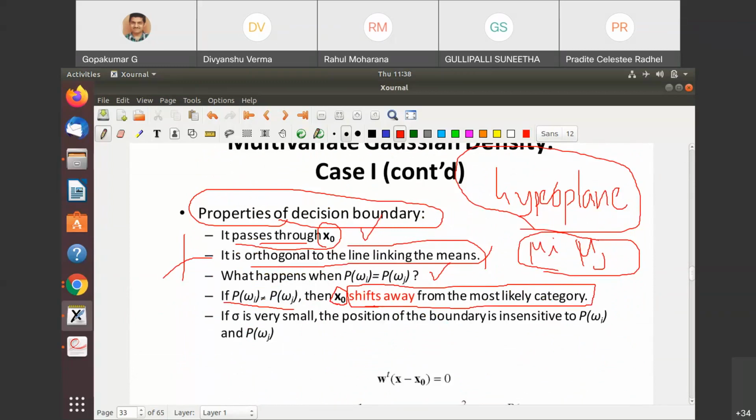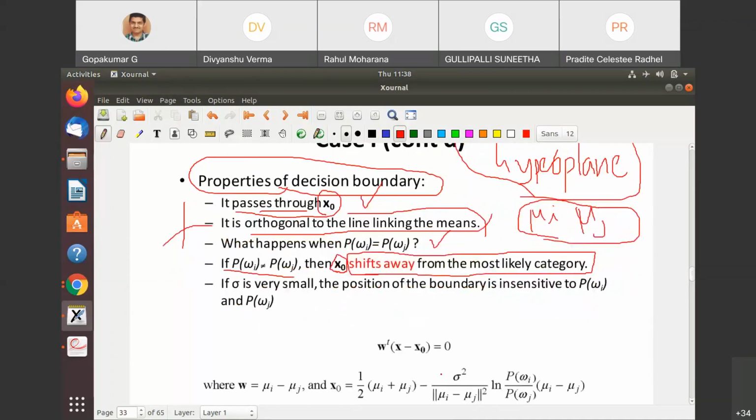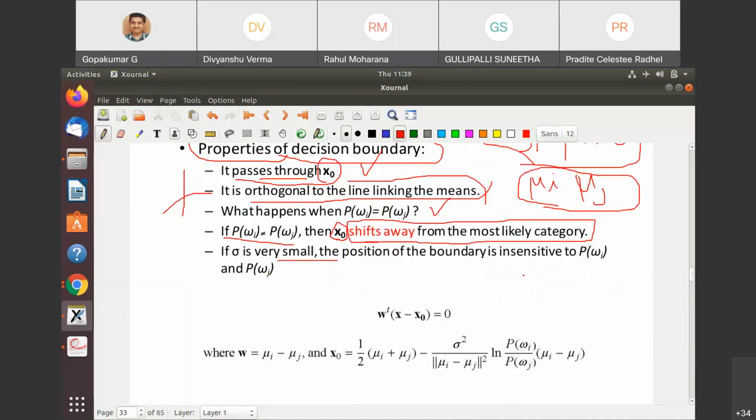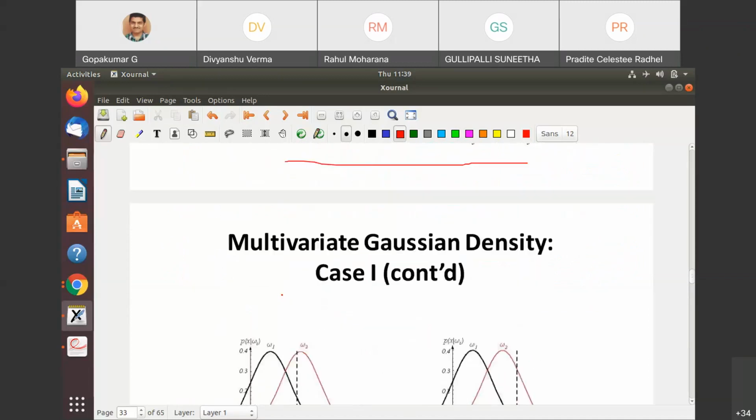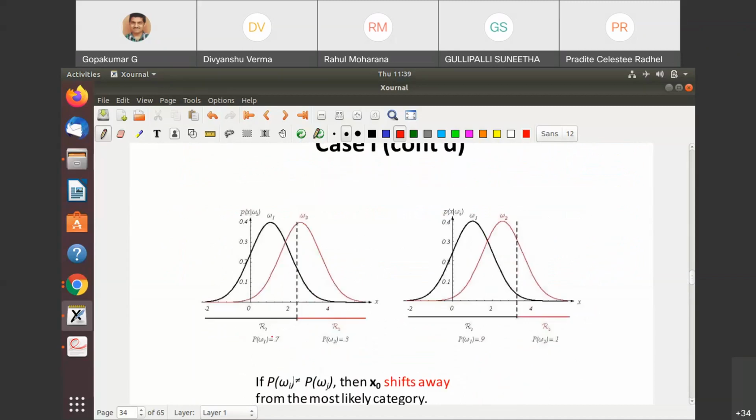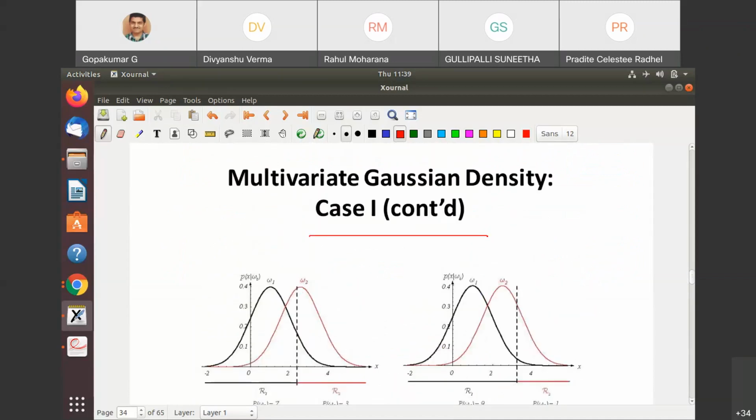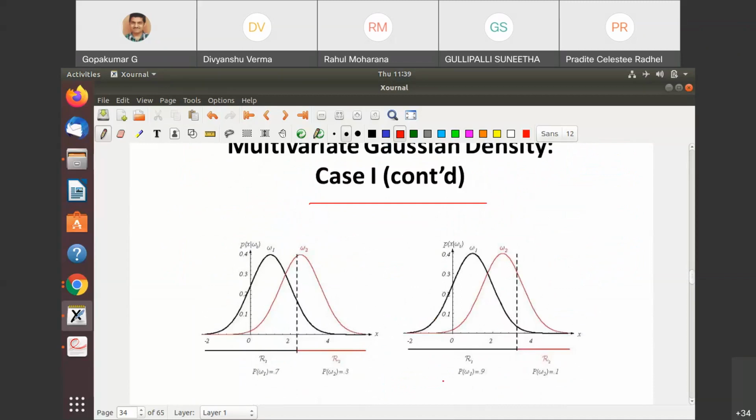So that we will also see pictorially. Then if sigma is very small, it is insensitive, as in that case we'll have the previous equation that we have just discussed. So these are some of the points. And now we will see a typical example, which we have just discussed.